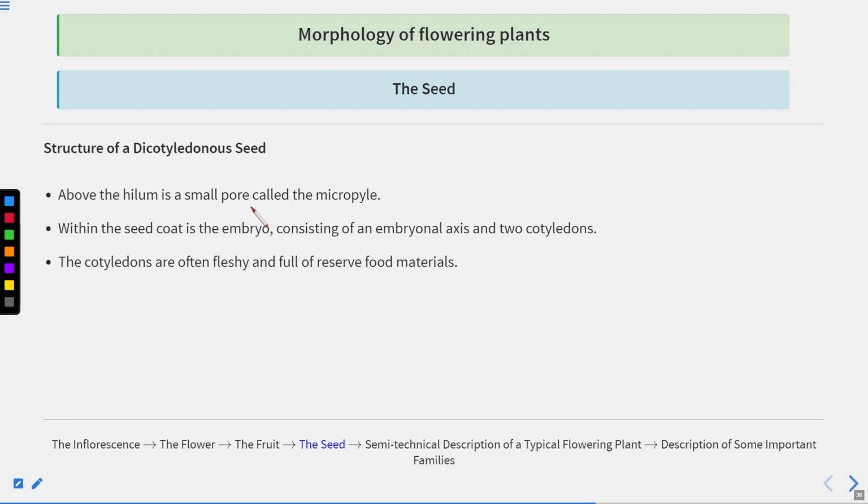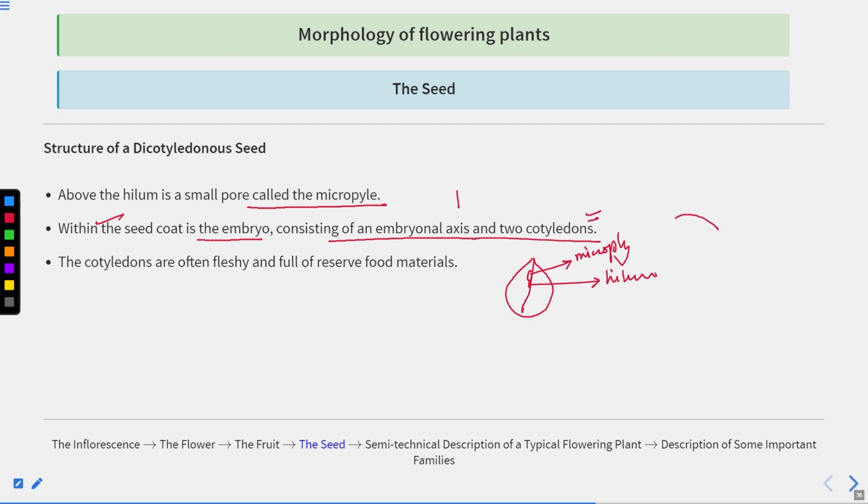Above the hilum is a pore called micropyle. So this is the micropyle, and this is the hilum. Within the seed coat there is an embryo, consisting of an embryonal axis and two cotyledons. So here you can see two cotyledons. This is the embryonal axis, and these two are the cotyledons.